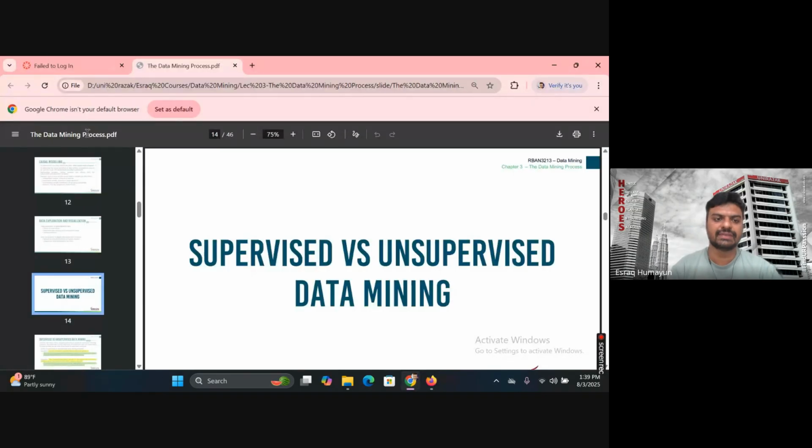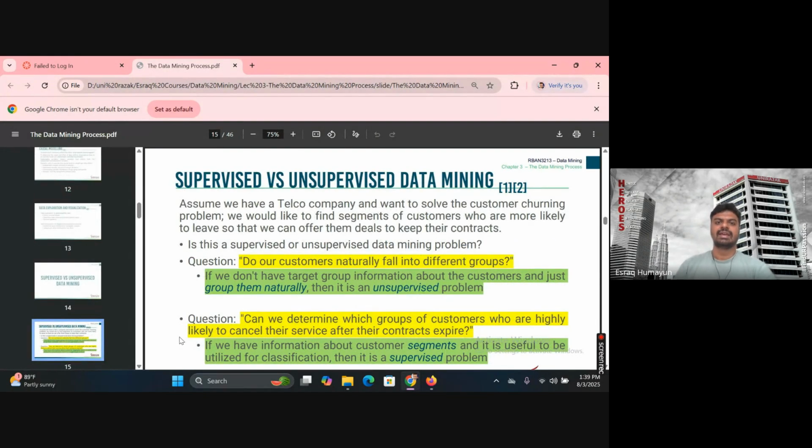In our upcoming slide, we are looking at this. So what they have written: assume you have a telco company and want to solve the customer churning problem. We would like to find segments of customers who are more likely to leave so that we can offer them deals to keep their contract. Is this a supervised or unsupervised data mining problem? The question is, do our customers naturally fall into different groups? If we don't have target group information about these customers and just group them naturally, then it is an unsupervised problem. So without any information, just based on their behavior, if we group them, that is an unsupervised problem.